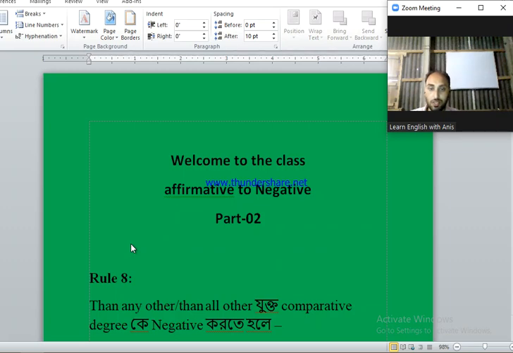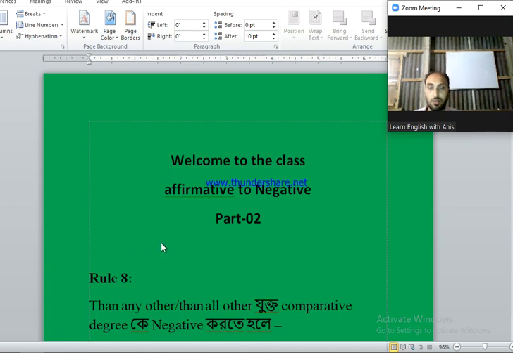Today I will discuss changing sentence, or transformation of sentence. Today I will discuss affirmative to negative, part 2. I have already taken a class about affirmative to negative. In the first part, I have discussed 7 rules of affirmative to negative. Now I will discuss the rest of the rules.